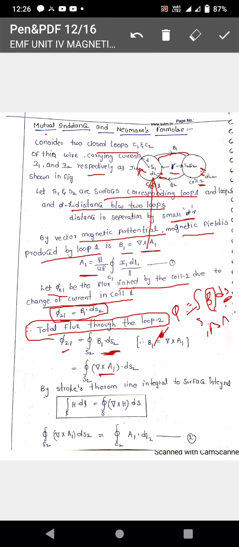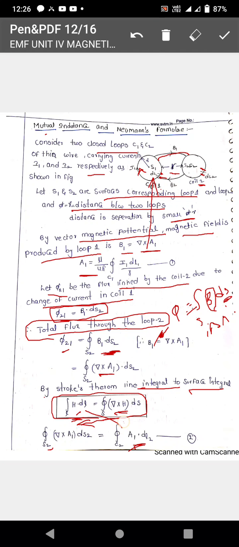By Stokes theorem, a line integral can be converted into a surface integral. Therefore, the line integral of H dot dl equals the surface integral of del cross H dS. This is the formula for Stokes theorem. Therefore, the surface integral over S2 of del cross A1 dot dS2 equals the line integral over C2 of A1 dot dl.